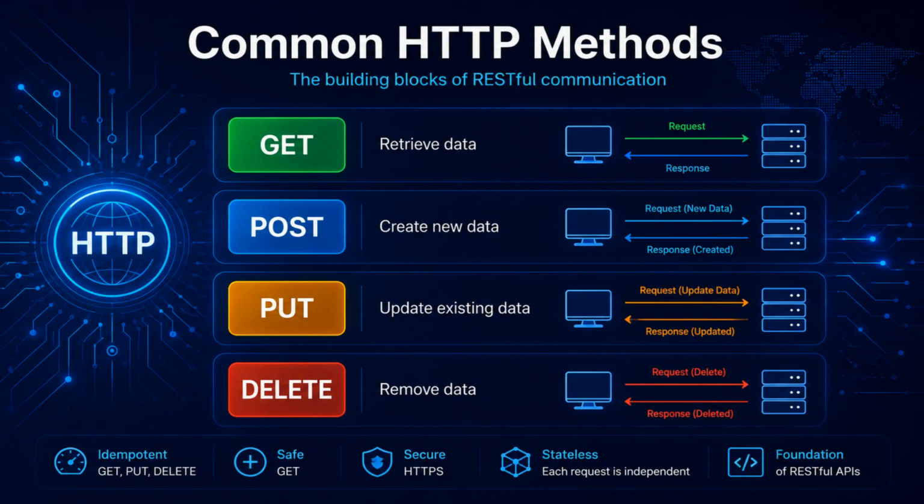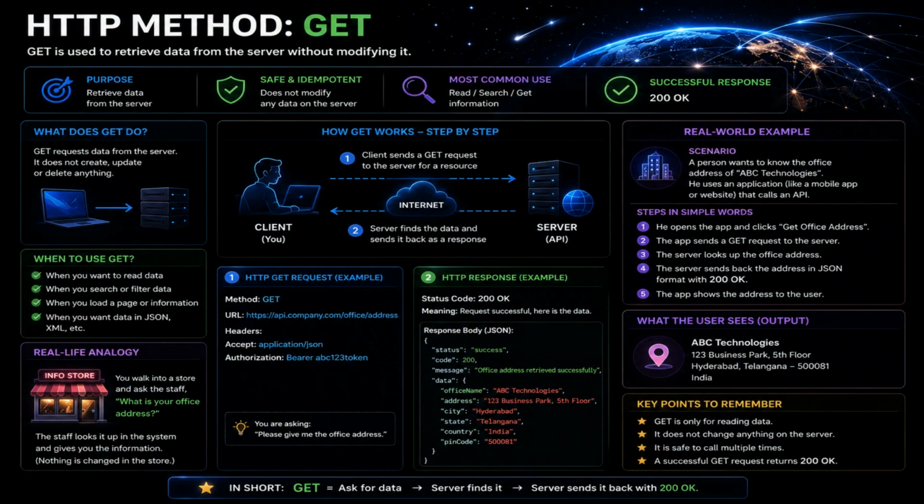GET, POST, PUT, and DELETE are the building blocks of RESTful communication. By choosing the correct method, you ensure that your API interactions are predictable, secure, and follow standard web architecture. The GET method is used strictly to retrieve data without modifying anything. Think of it as reading from a database. It's safe, idempotent, and returns a 200 OK status when successful, making it perfect for searching and loading information.